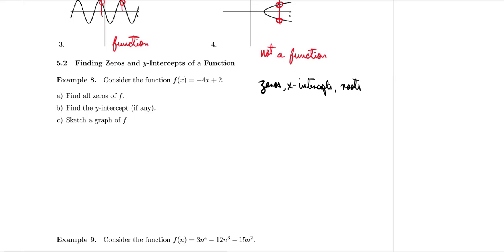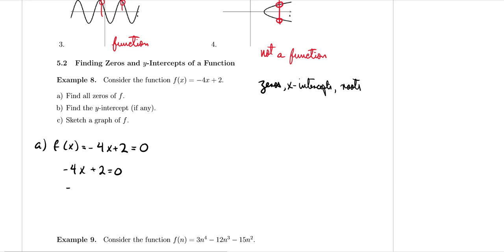Now, let's take a look at this function. So the function is f of x equals negative 4x plus 2, and we want to find all the zeros for the function. So in other words, the x-intercepts, or the x values that make the y value equal to 0. So let's see. We have f of x equals negative 4x plus 2, and we want to see where this is equal to 0. So here's the equation that we're trying to solve: negative 4x plus 2 equals 0.